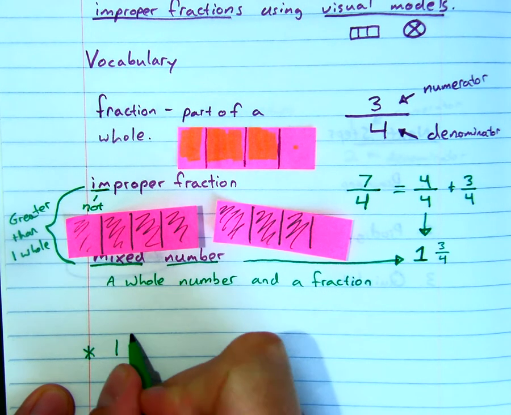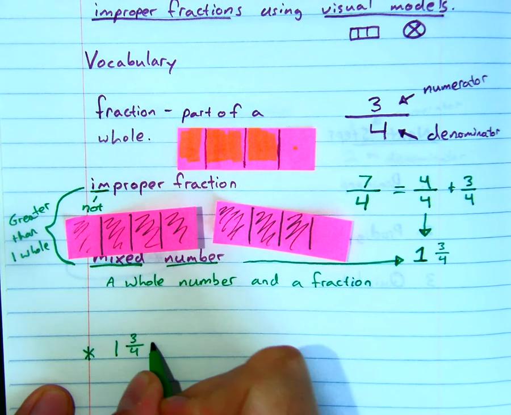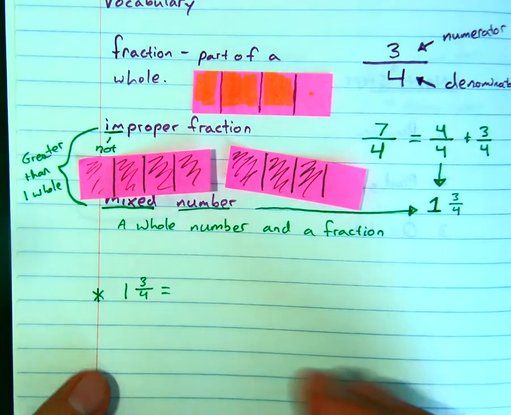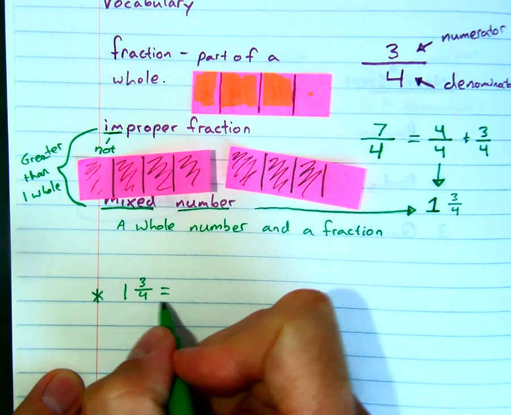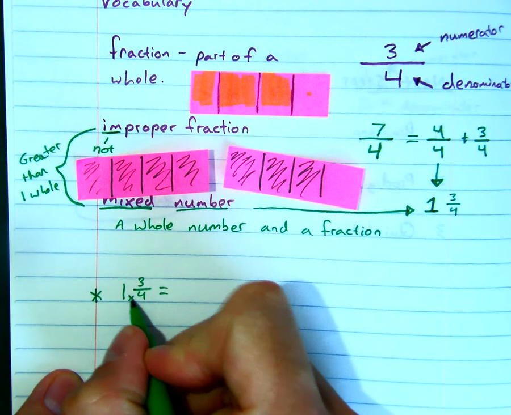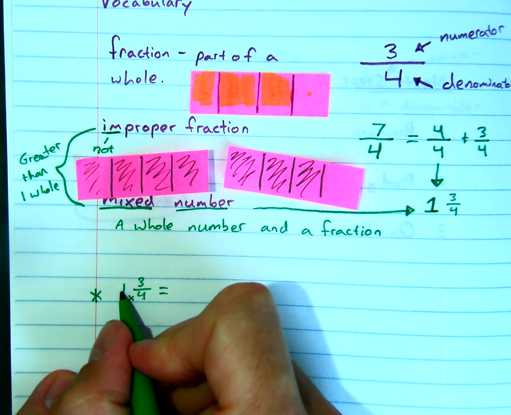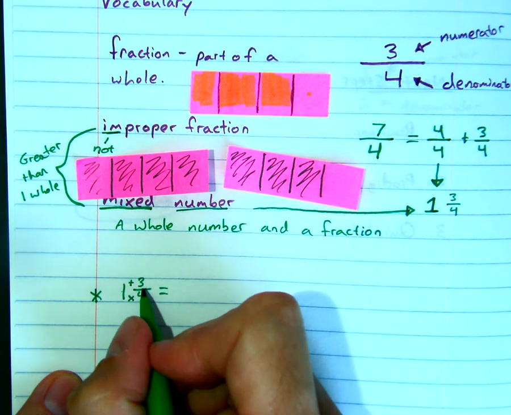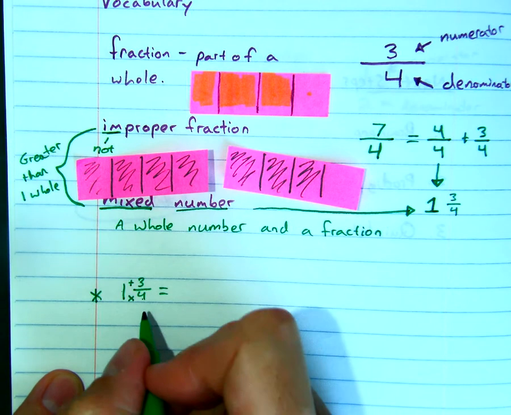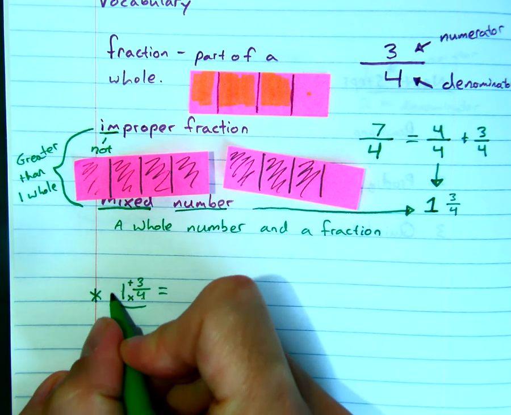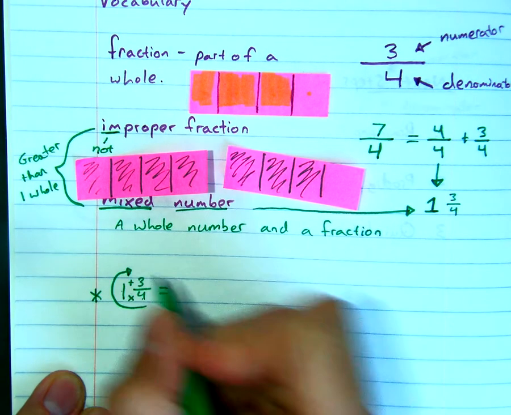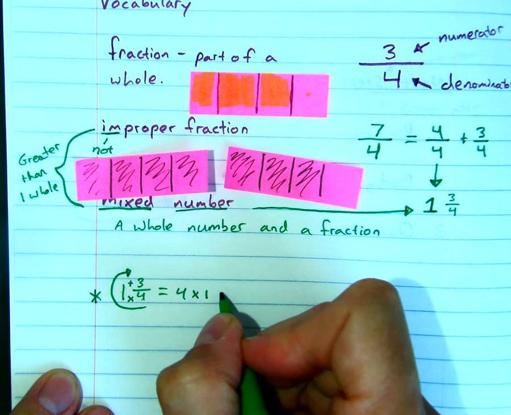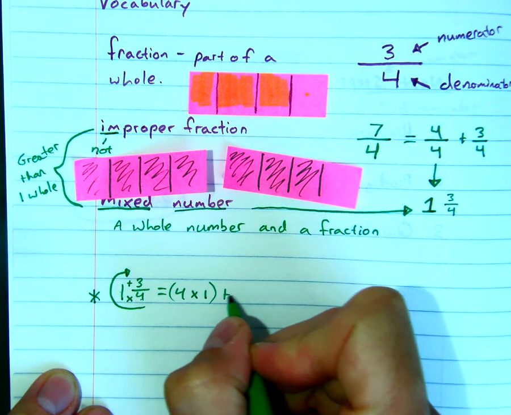So if I have 1 and 3/4, this is my mixed number. Let's write it as an improper fraction using this quick algorithm. If you multiply your denominator by your whole number and then add your numerator, you will end up with something cool, and we're going to go this direction. So we'll say 4 times 1, and then we will add 3.